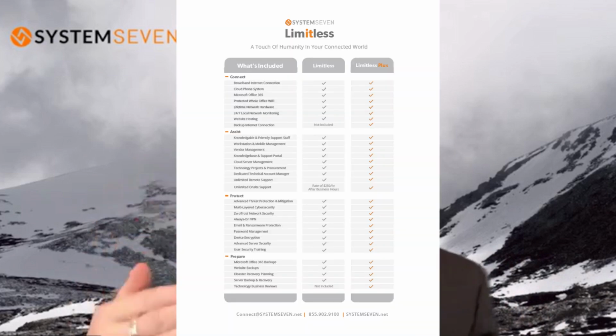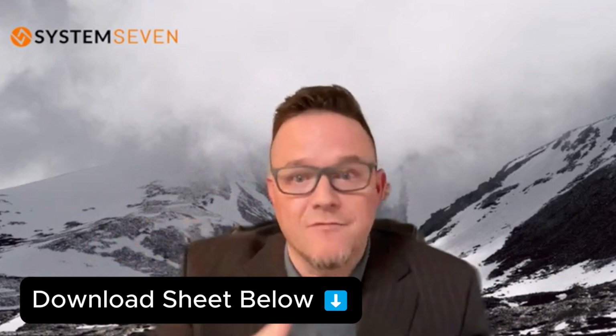Cloud IT tools and cloud services are integrated into every piece of our Limitless IT service. If you look at our Limitless feature sheet, you're going to see cloud tools in every single aspect and in all four categories: connect, assist, protect, and prepare. We have experts on staff. We've built this into our products and our processes, and we're also partnered with some of the world's leading providers of cloud IT tools.